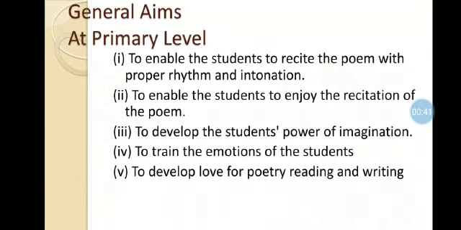General aims at primary level: to enable the students to recite the poem with proper rhyme and intonation, to enable the students to enjoy the recitation of the poem, to develop the students' power of imagination, to train the emotions of the students, and the last one, to develop love for poetry reading and writing.